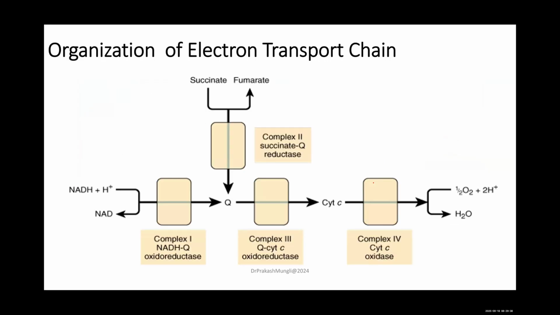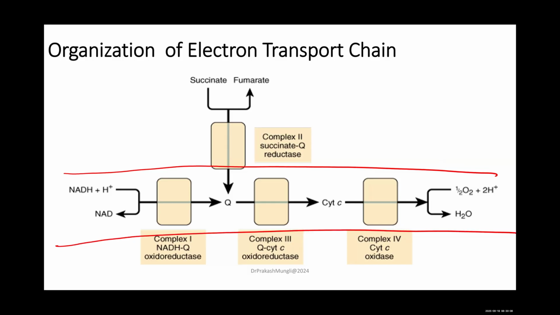Coming to organization of electron transport chain. All these complexes that you are seeing here, it is written as complex 1, complex 2, complex 3, and complex 4. They are all present in the inner mitochondrial membrane. Okay. So only thing is complex 1, 3 and 4, they are totally embedded across the inner mitochondrial membrane, right?